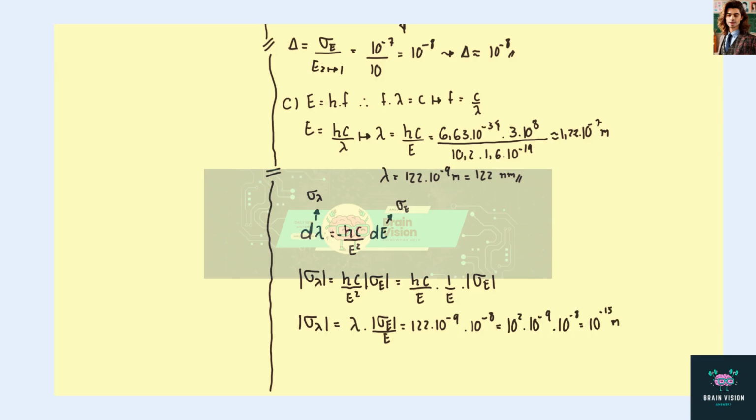But we can write 10 to the minus 15 meters as 10 to the minus 9 times 10 to the minus 6 meters. But 10 to the minus 9 meters is just a nanometer. So the uncertainty in the wavelength, which is equal to the width of that line of the spectrum, is equal to 10 to the minus 6 nanometers.